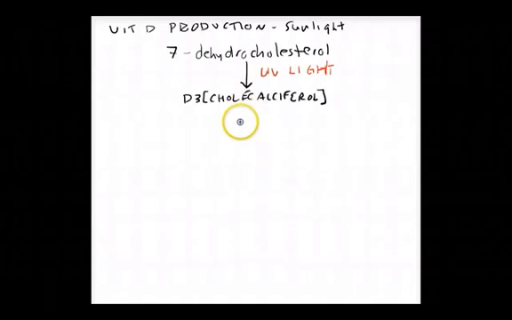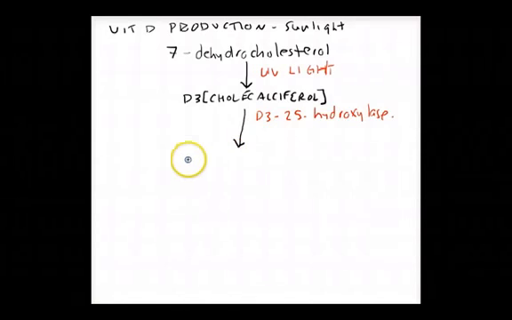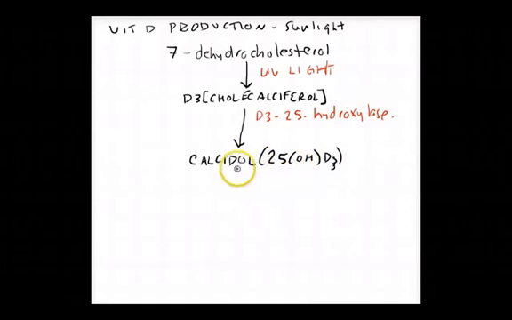From here, cholecalciferol is going to go into the liver and it's going to encounter an enzyme. This enzyme is known as vitamin D3 25-hydroxylase. And in the liver, that is going to create something known as calcidiol, also known as 25-OH-D3. Now that was made in the liver. Now that is going to leave the liver and it's going to make its way into the kidney.